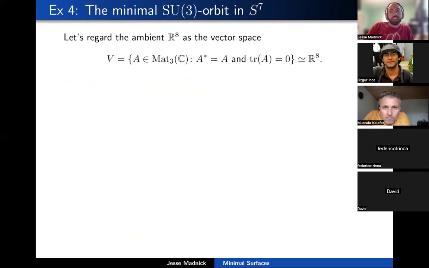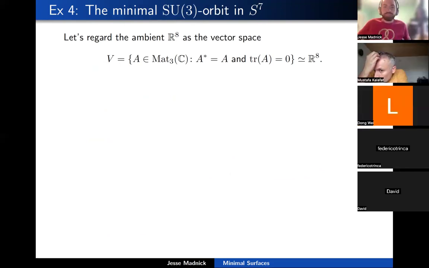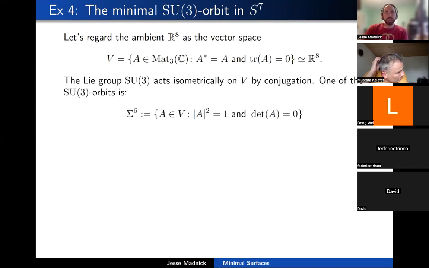Finally, the last example I'll mention is in some sense the complex version of the previous example, which was somehow real. So now I want to think of R8 as the set of 3x3 complex matrices that are Hermitian and have trace 0. This is an 8-dimensional real vector space. And again, we know from linear algebra that SU3 acts by conjugation on V in an isometric fashion, so it preserves the unit 7-sphere.